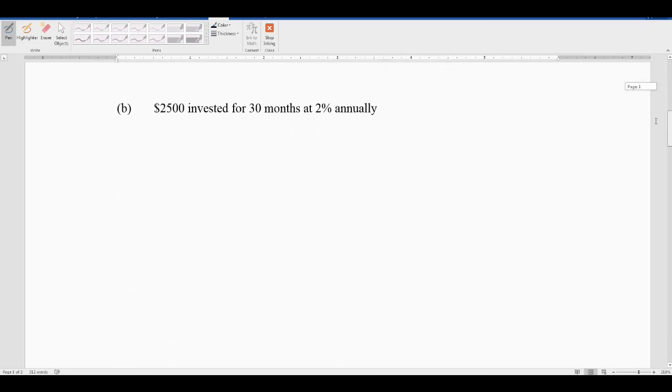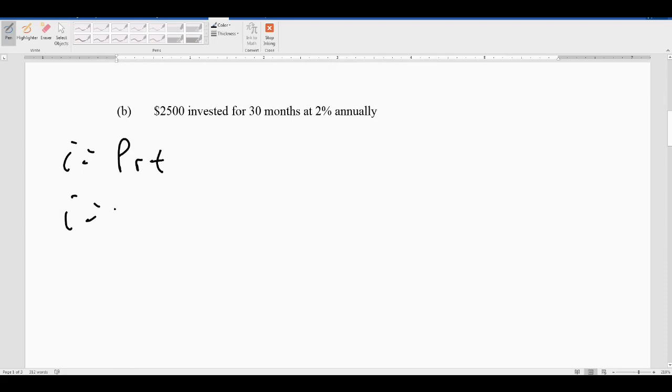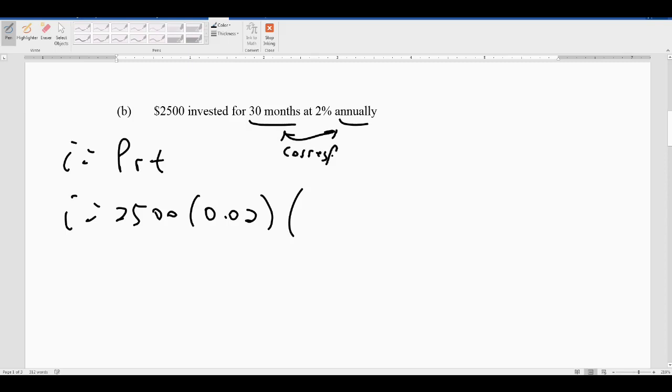Now let's look at this one. Same question. Find the interest using PRT. The principal is what we're investing, which is $2,500. The interest rate is 2% annually, but notice this is for 30 months, so we'll talk about that in just a second. So 2% annually is 0.02. Now we need this to correspond.